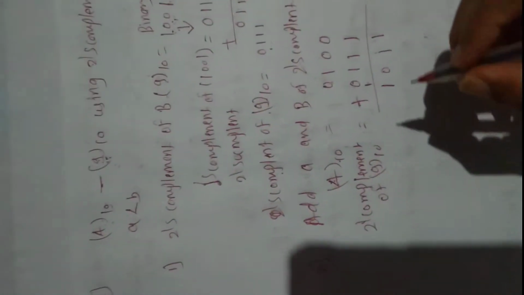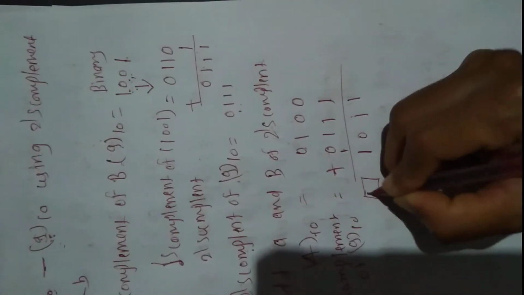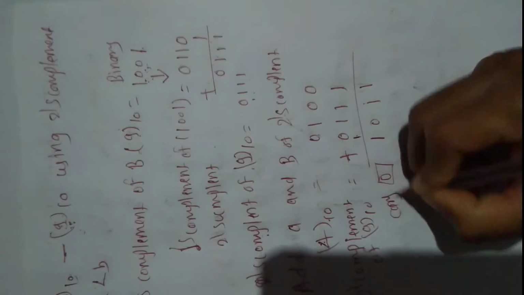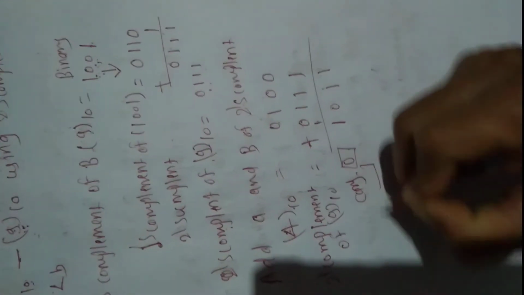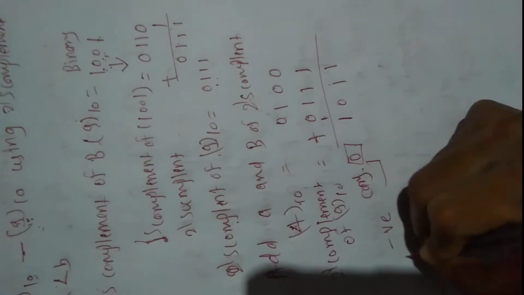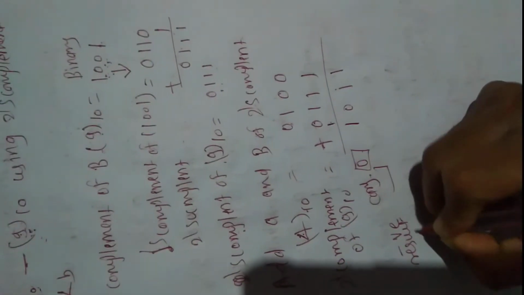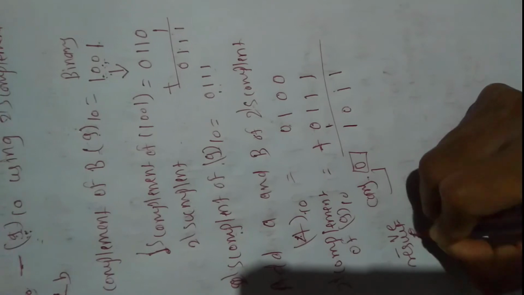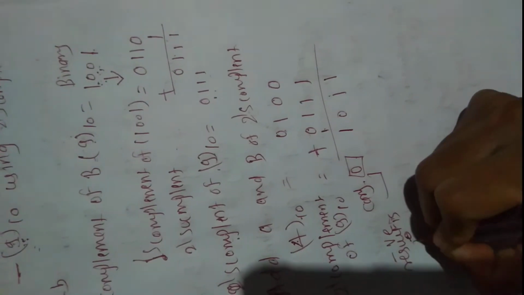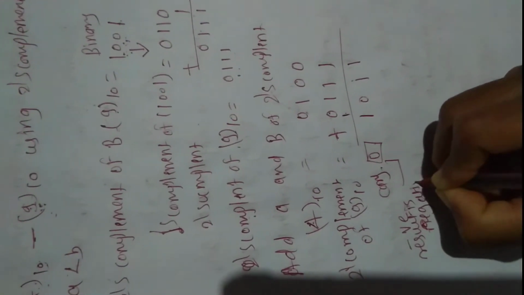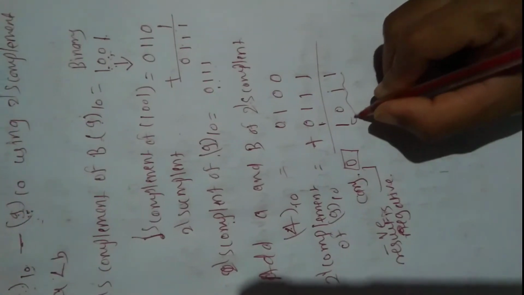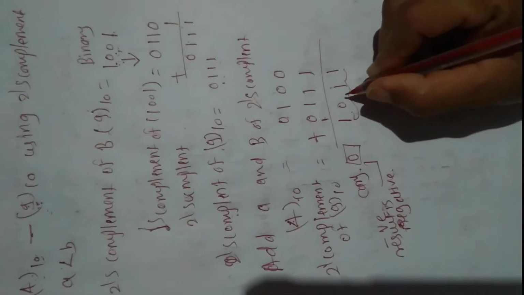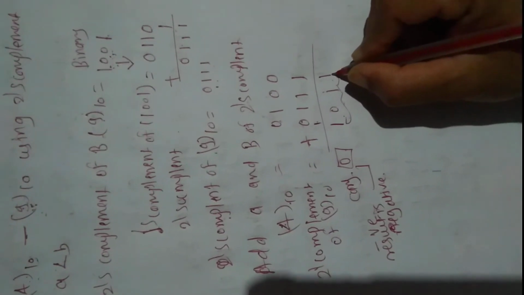4 minus 9, the carry is 0. Carry is 0, and that indicates the result is negative. The result is negative, but the answer is not in true form. This 1011 is not the answer in true form.